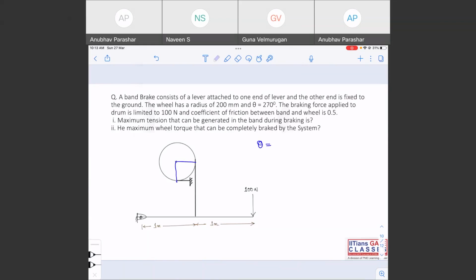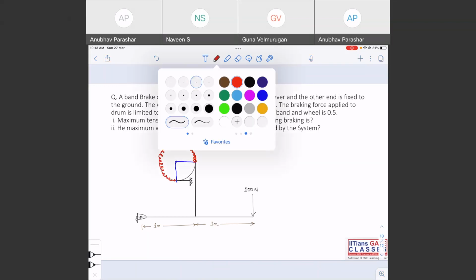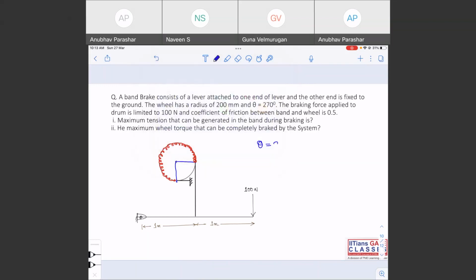Where is the wrap? How much have the strings wrapped the wheel? This much. So what is this angle? Yes, 270 degrees. But you have to use it in radians, that is 3 pi by 2. Always make sure that you are using it in radians.